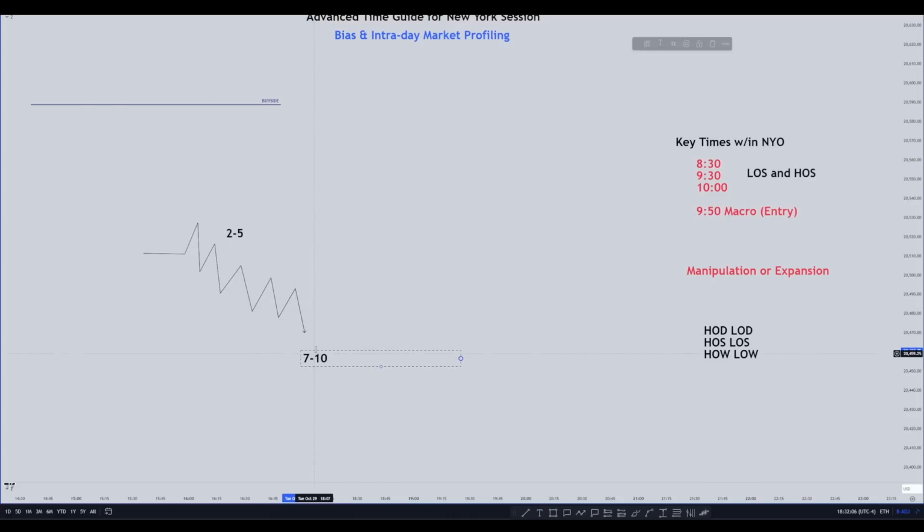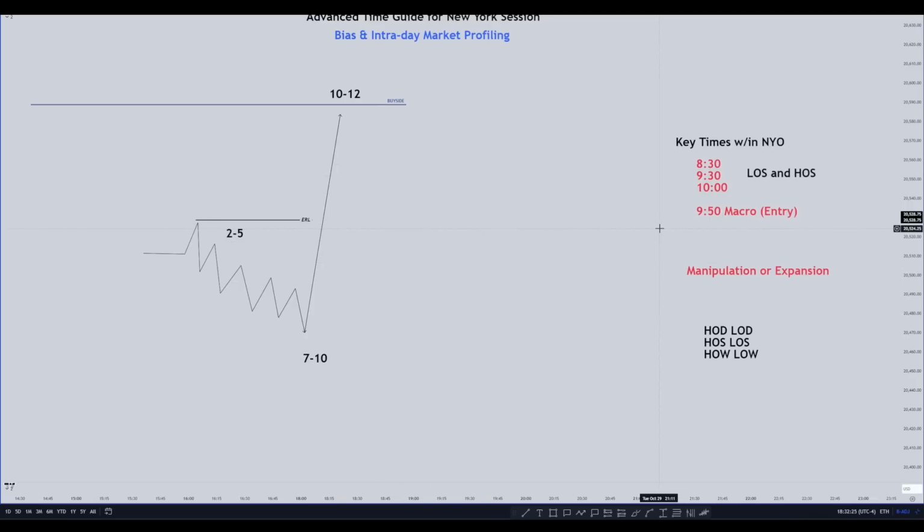What do we expect New York to do? Well, if our bias is bullish, we expect New York to reverse, right? We're going to expand into a new high of day. So that means London high becomes a short-term target. And we're also going to expand into a new time of day, which would be 10 to 12.